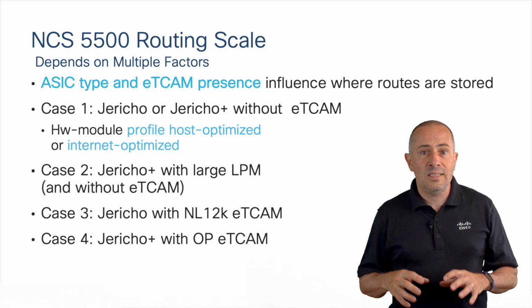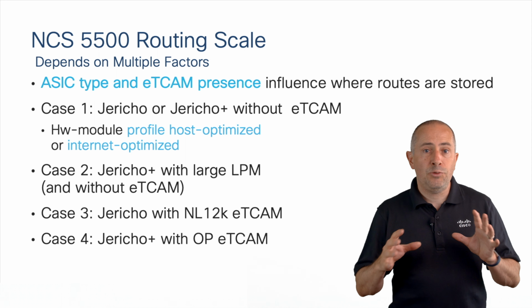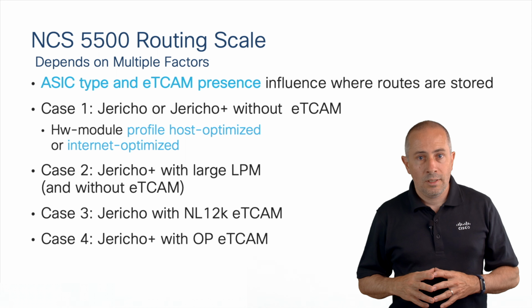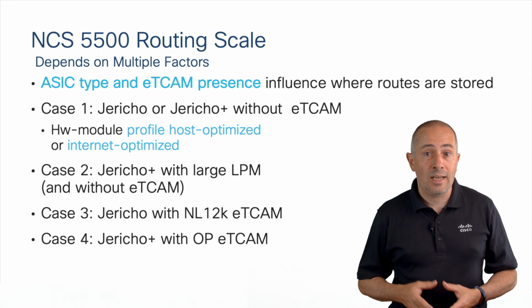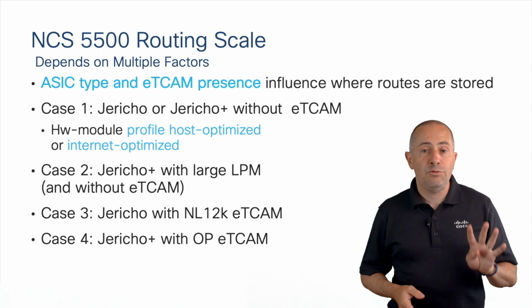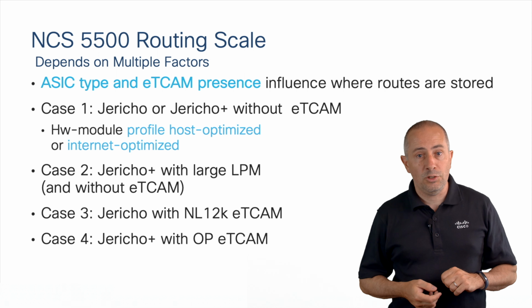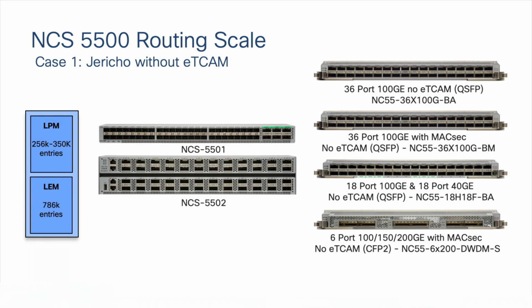So, depending on the system we pick, we'll have a different logic to store the routes. Also, it can be influenced by the configuration, as you will see now. We'll have 4 different cases with 2 options in the first one. First case, Jericho and Jericho Plus, but no eTCAM. Those are the kinds of line carded systems you will select if you have a BGP-free core, LSR roles where you don't need millions of routes.